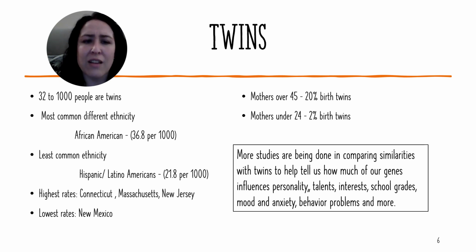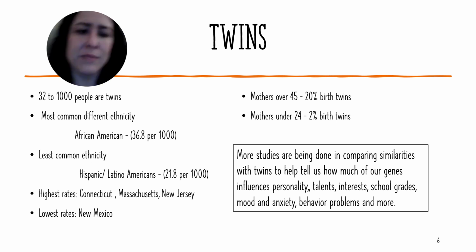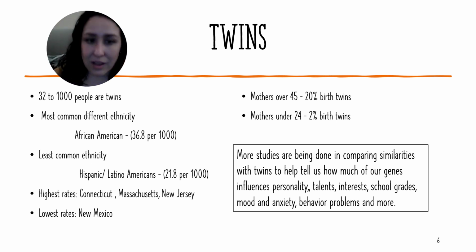What I thought was really fascinating, in some states, Connecticut, Massachusetts, and New Jersey have the highest rates of twins, and New Mexico had the lowest rates. Mothers who are over the age of 45 have more twin births than mothers under 24, just because during that time they ovulate a lot more and produce a lot more eggs.